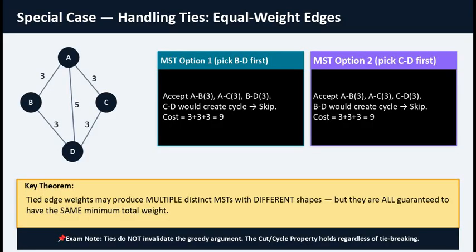What happens when multiple edges share the same weight? This is a classic source of exam confusion. In our diamond-shaped graph, 4 edges are all tied at weight 3. Depending on which tied edge you pick first, you can end up with 2 structurally different spanning trees, yet both cost exactly 9. This is guaranteed by the cut property and cycle property of MSTs.